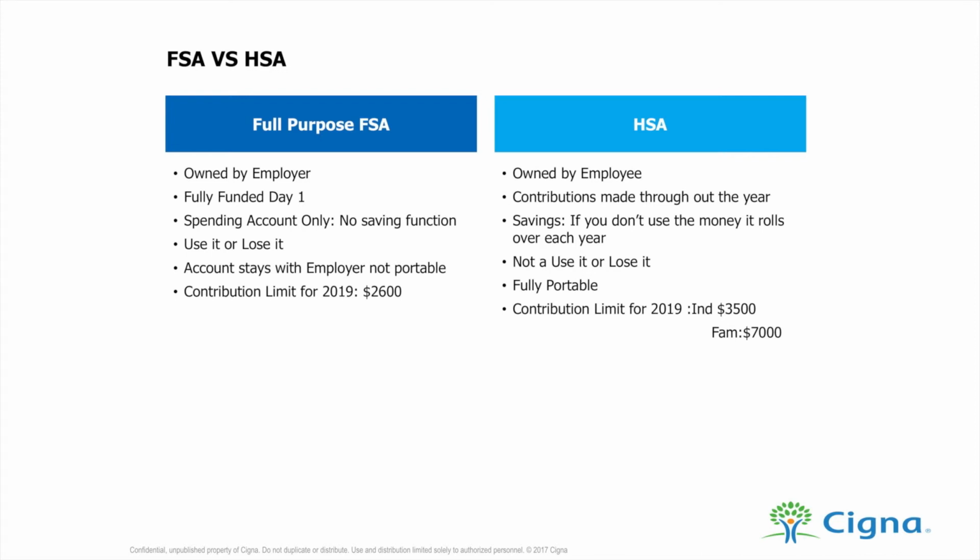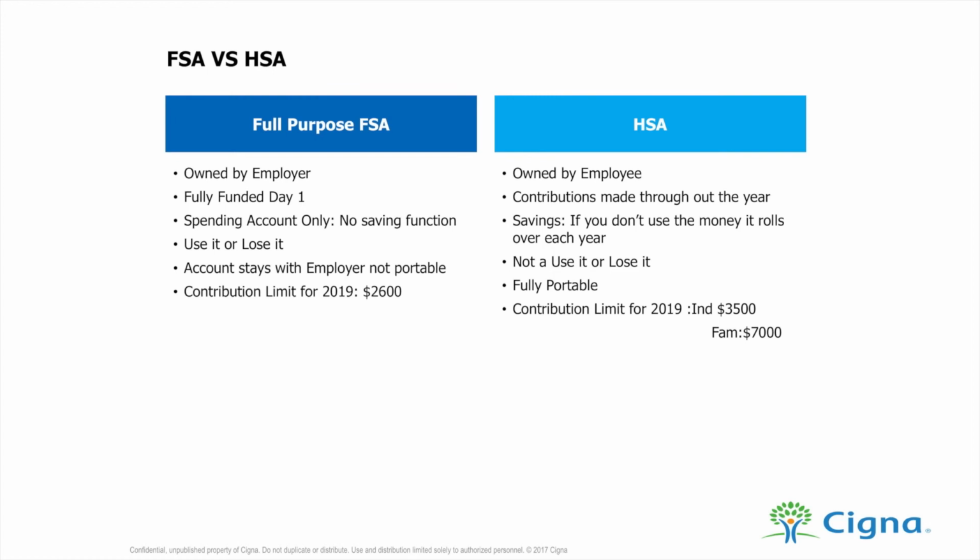So the full purpose flexible account, again, is a use it or lose it. Your plan year comes to an end, you still have $1,000 in there, you don't get to roll that over into the next year. The health savings account is not a use it or lose it. You could build that money up year after year, and it's just going to continue to roll over for you.